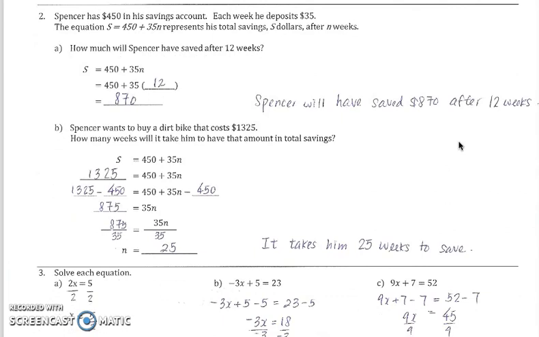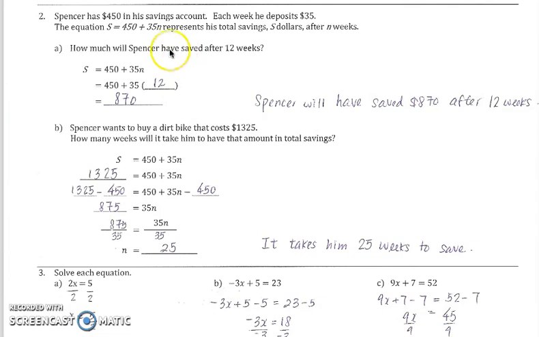Question 2. Spencer has $450 in his savings account. Each week he deposits $35. The equation S equals 450 plus 35N represents his total savings, S dollars, after N weeks. A. How much will Spencer have saved after 12 weeks?